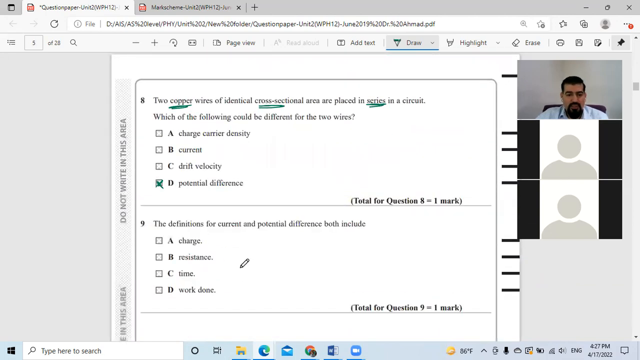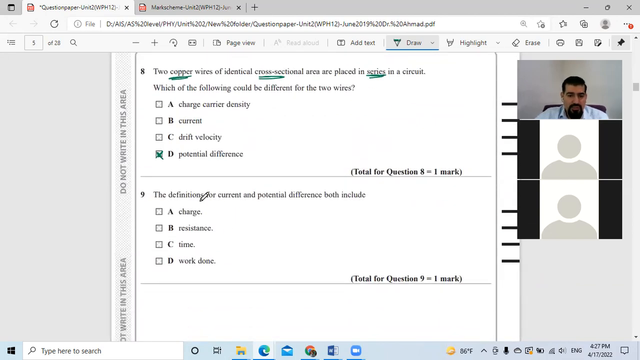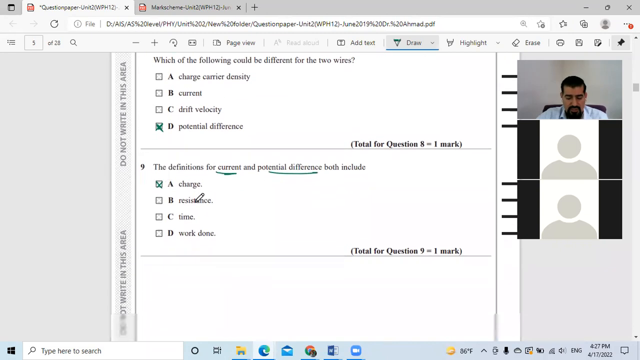Question number 9. The definitions for current and voltage both include what? They include charge, because current is the charge passed through a wire every second, and the potential difference is the amount of energy given to each unit of charge. So both include charge. Thank you, Noor, thank you, Hamza. Number 9, the answer is A.